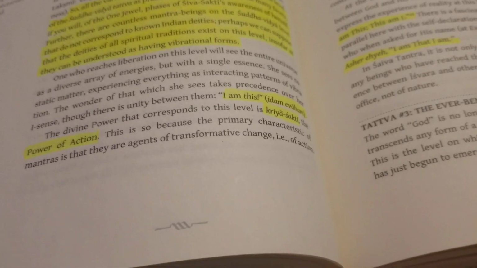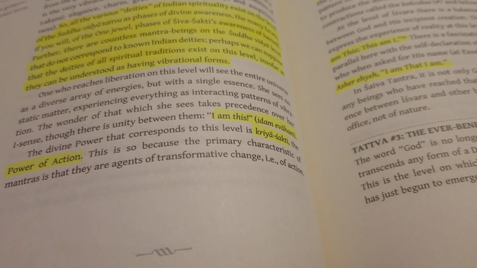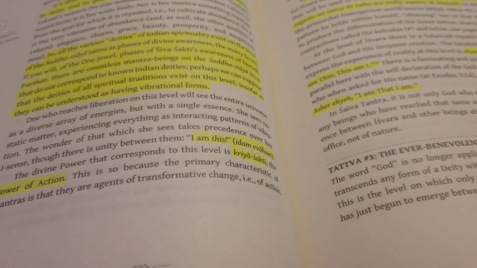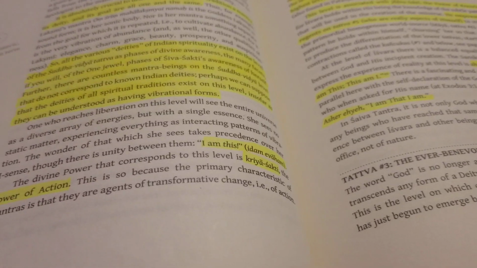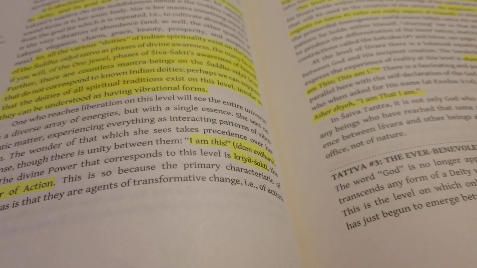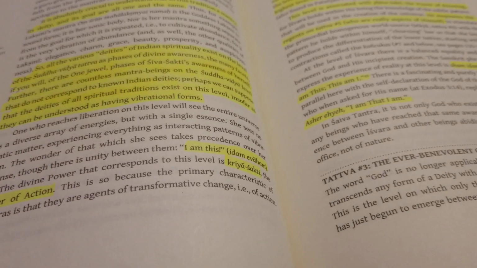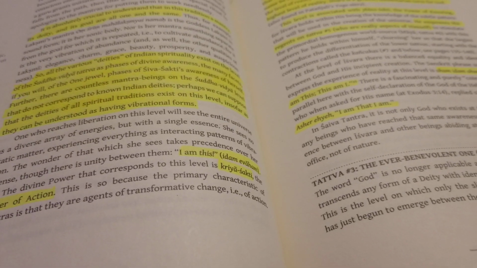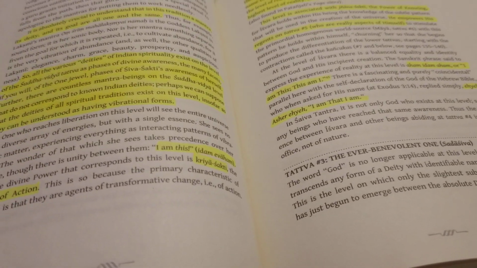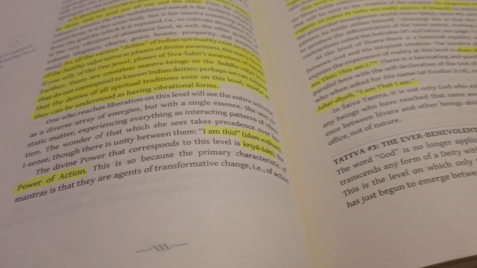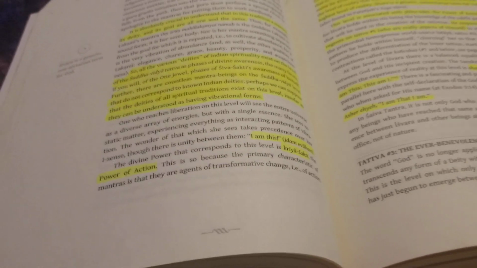One who reaches liberation on this level will see the entire universe as a diverse array of energies, but with a single essence. She sees no static matter, experiencing everything as interacting patterns of vibration. The wonder of that which she sees takes precedence over her I-ness, though there is unity between them. I am this, idam aham. The divine power that corresponds to this level is Kriyā Shakti, the power of action. This is because the primary characteristic of mantras is that they are agents of transformative change.